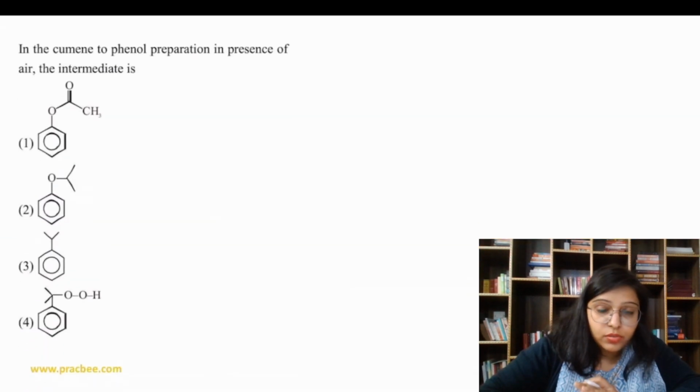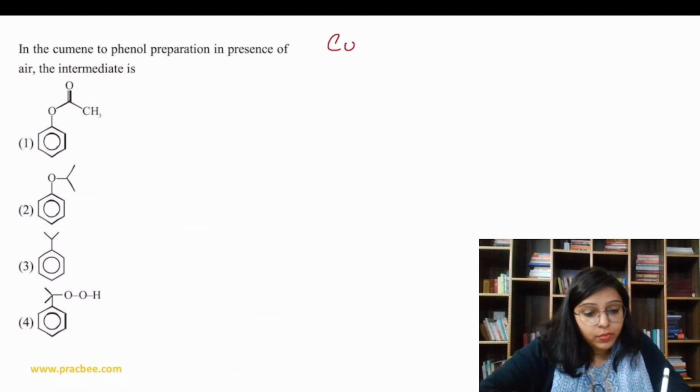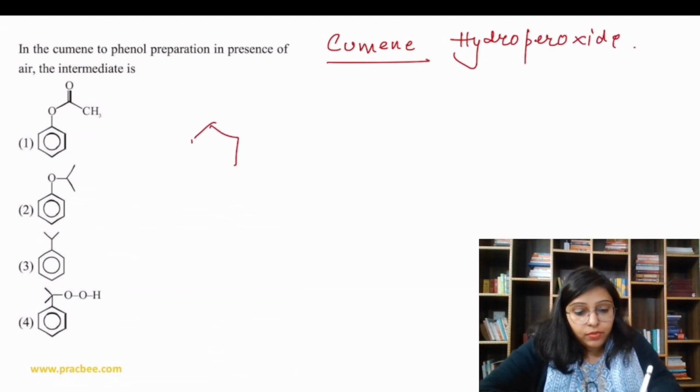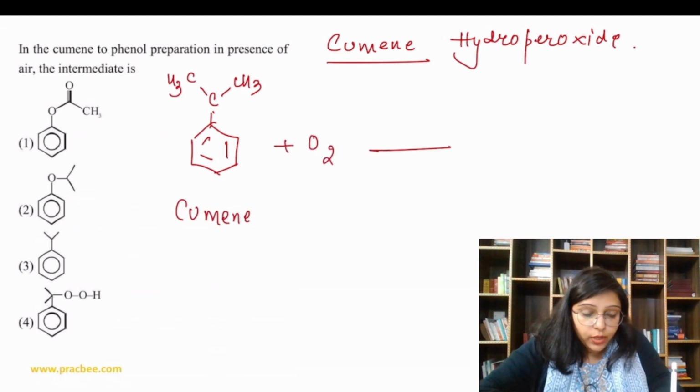So we have some questions which are directly related to the preparation. In the cumene to phenol preparation in presence of air, the intermediate is this. So this is the cumene hydroperoxide reaction, and in this reaction we can prepare phenol. So what is cumene? Cumene is this. Isopropyl benzene is cumene. Okay? So on reaction with O2, what happens?